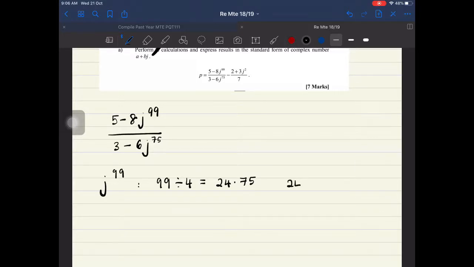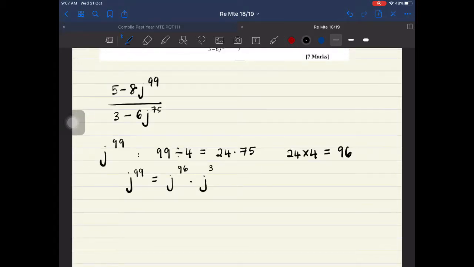Okay, so take the nearest integer, so it should be 24. If you multiply 24 by 4, it is equal to 96. Now you can simplify j to the power of 99 as j to the power of 96 multiplied by, the remaining is 99 minus 96, so you will have j to the power of 3.